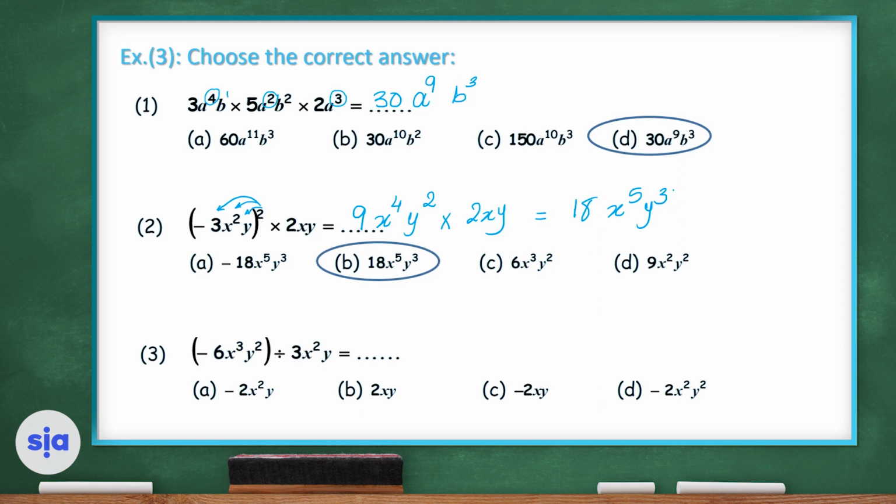Question 3: negative 6x to the power of 3 y squared divided by 3x squared y. We divide the coefficients first. Negative 6 divided by 3 is negative 2. And then x power 3 over x squared, we subtract the powers, so it's x power 1, which is x. y squared divided by y is y. So the right answer here is choice C.